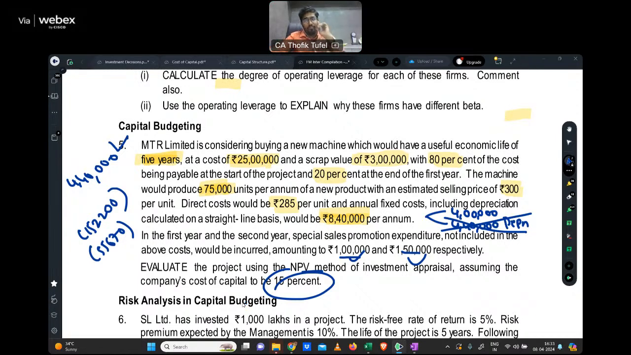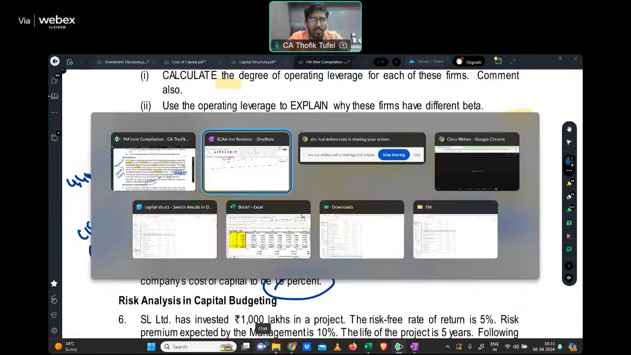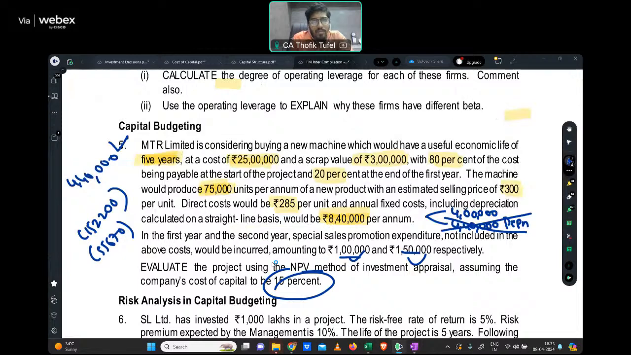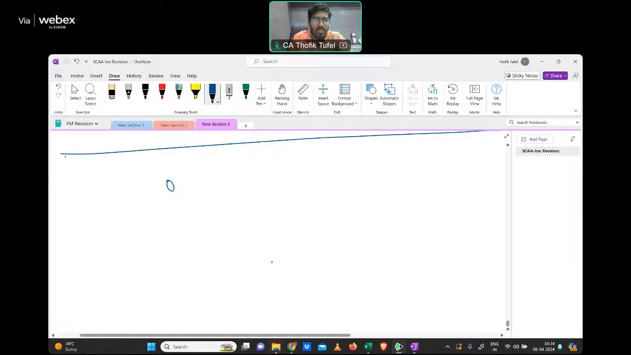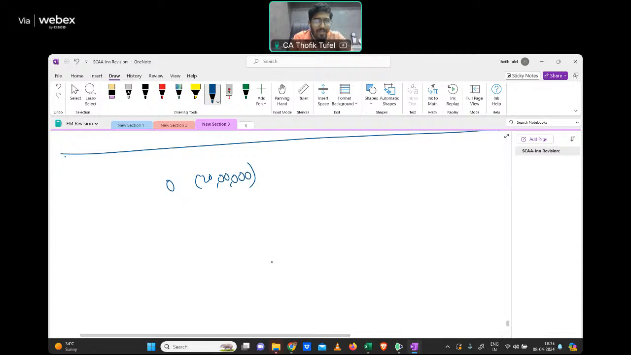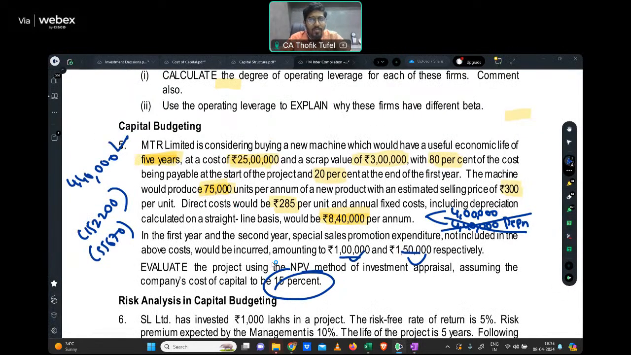Now let me do this problem. So year 0, your outflow of 25 lakh rupees into 80%. So that is 20 lakh rupees. So year 0, you're having an outflow of 20 lakh rupees. Year 1, you're having an outflow of 5 lakh rupees. So this becomes your initial cash flow. Very simple.